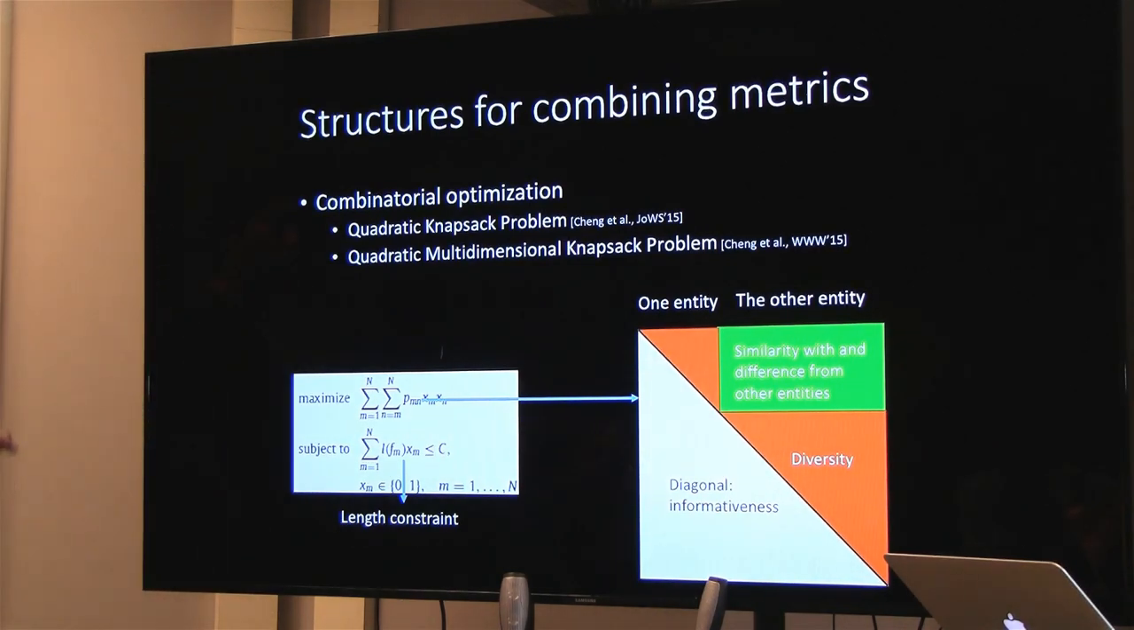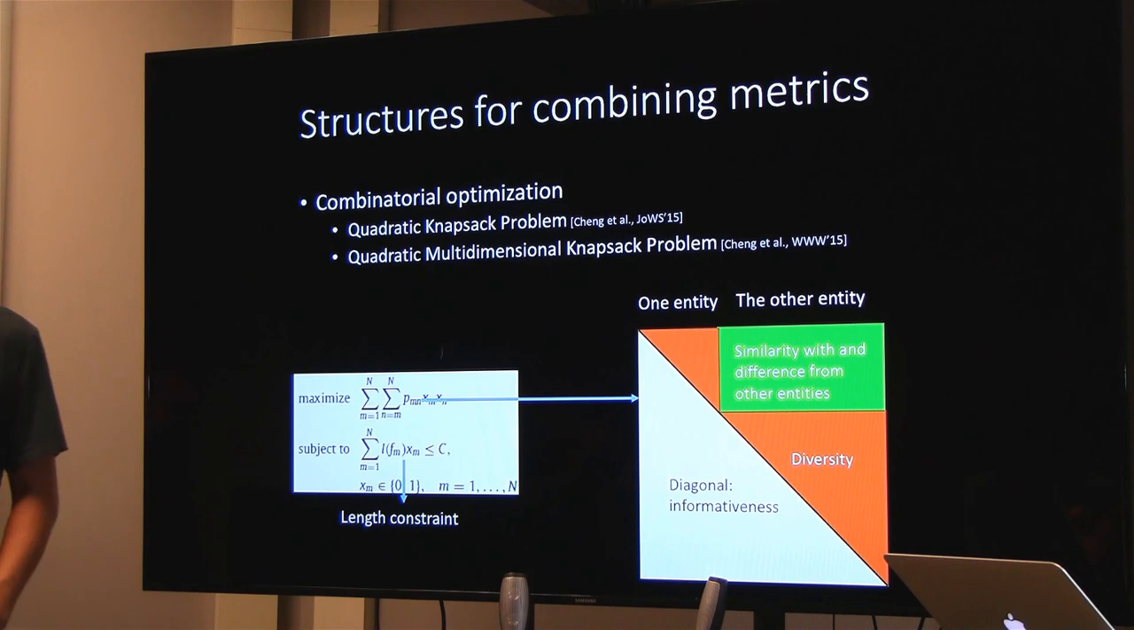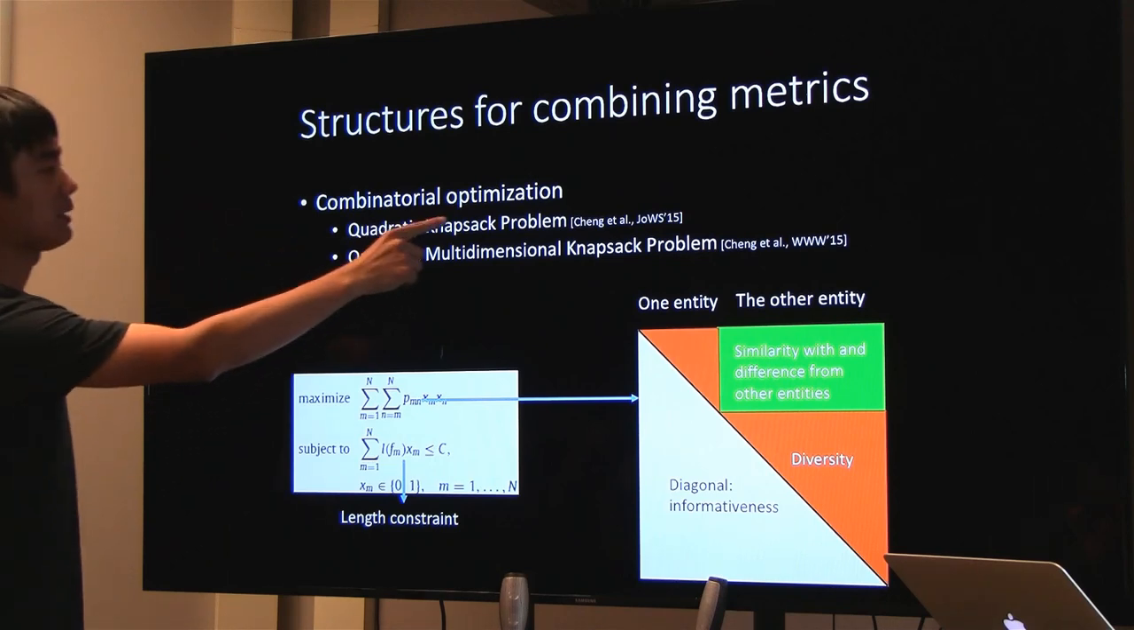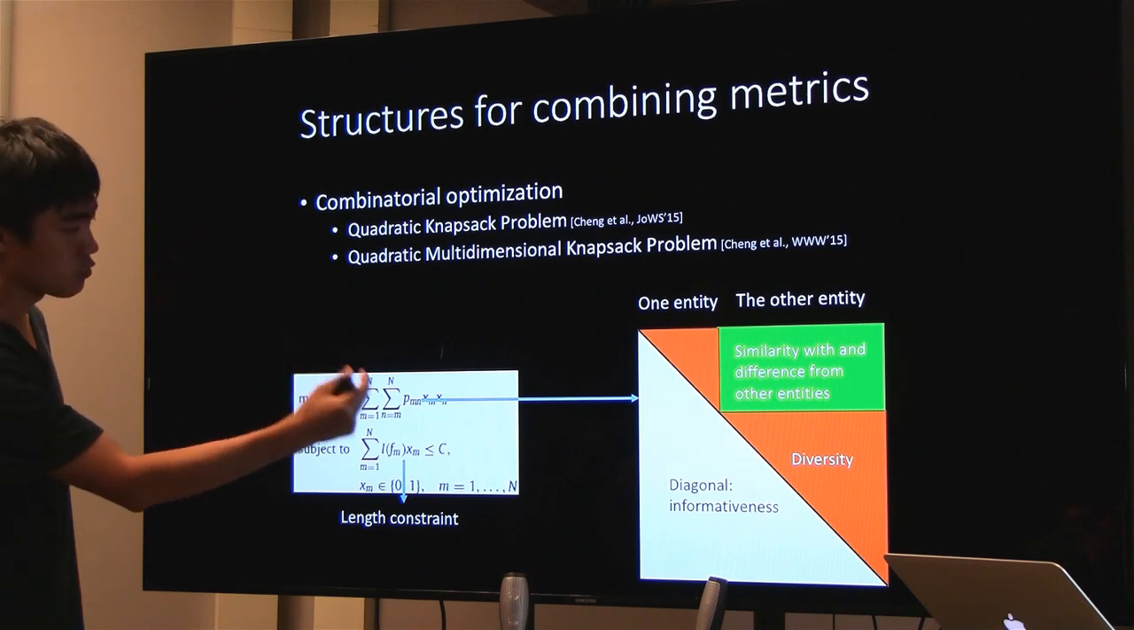Here is an example. When we do co-summarization, I guess you are familiar with the knapsack problem, the standard knapsack problem, right? You have a knapsack, we have some items that can be added to the knapsack, but we can't exceed the capacity of the knapsack. In the meantime, we want to maximize the profits of the items that can be added. That's a standard binary knapsack problem. And what we use in this work is a quadratic knapsack problem.